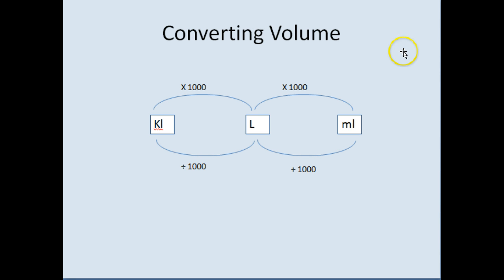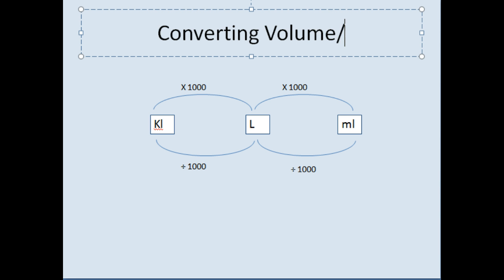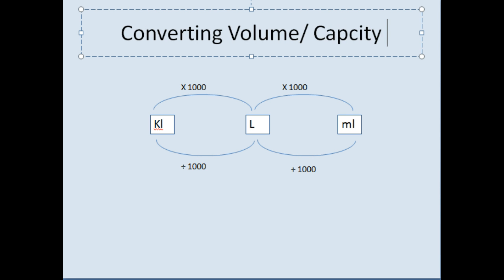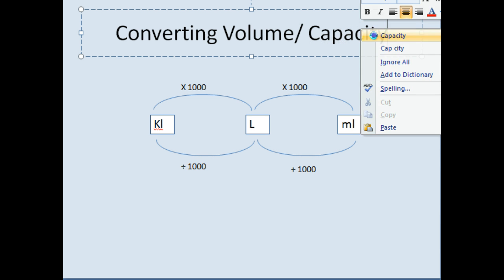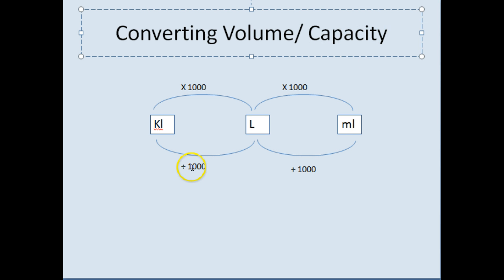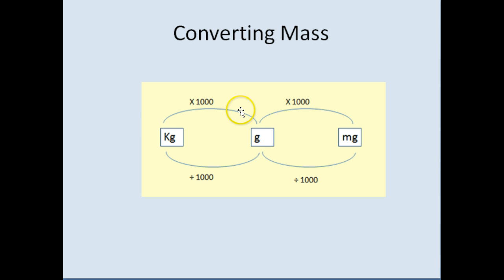If I was looking at volume or capacity, a similar process applies, only we only need to think about it in thousands, because there's 1,000 milliliters in a litre and so on. So if I wanted to go from a litre to a milliliter, I times. If I wanted to go from milliliter to litre, I divide. Same with mass. So if I'm going from kilograms to grams, I times by 1000, because there's 1000 grams in a kilogram. And if I wanted to go from grams to milligrams, I times by 1000. And if I was going the other way, I divide.